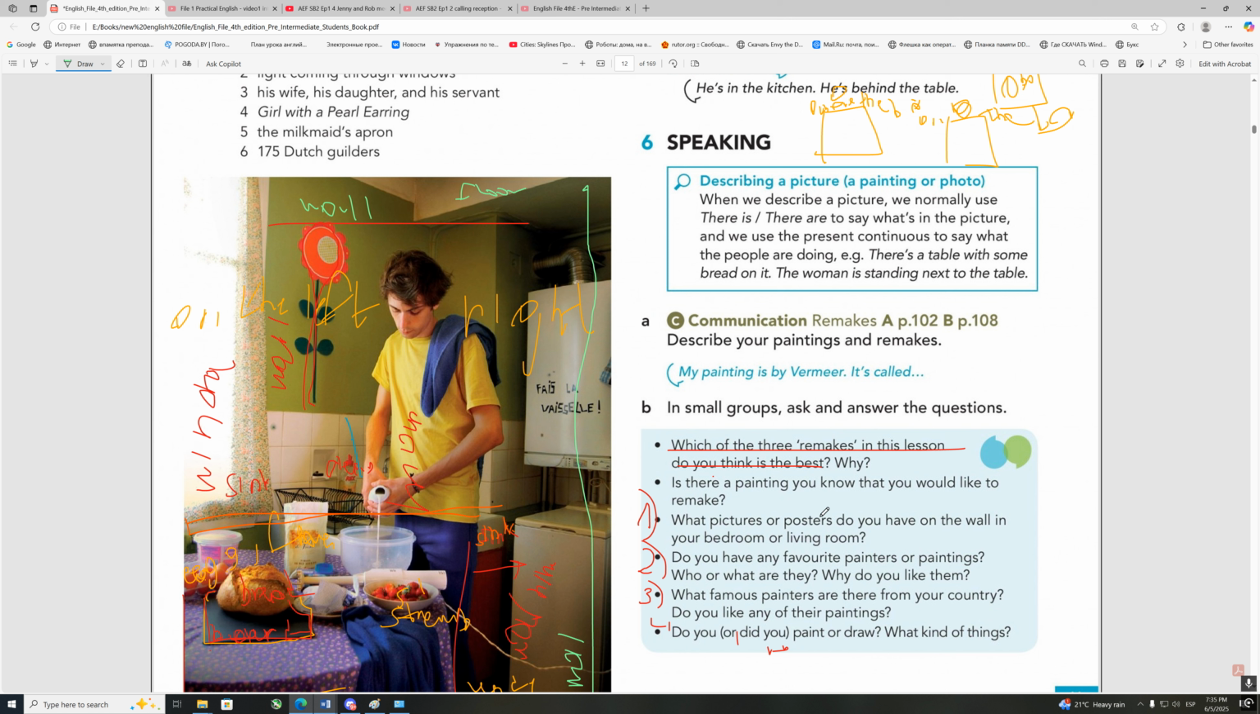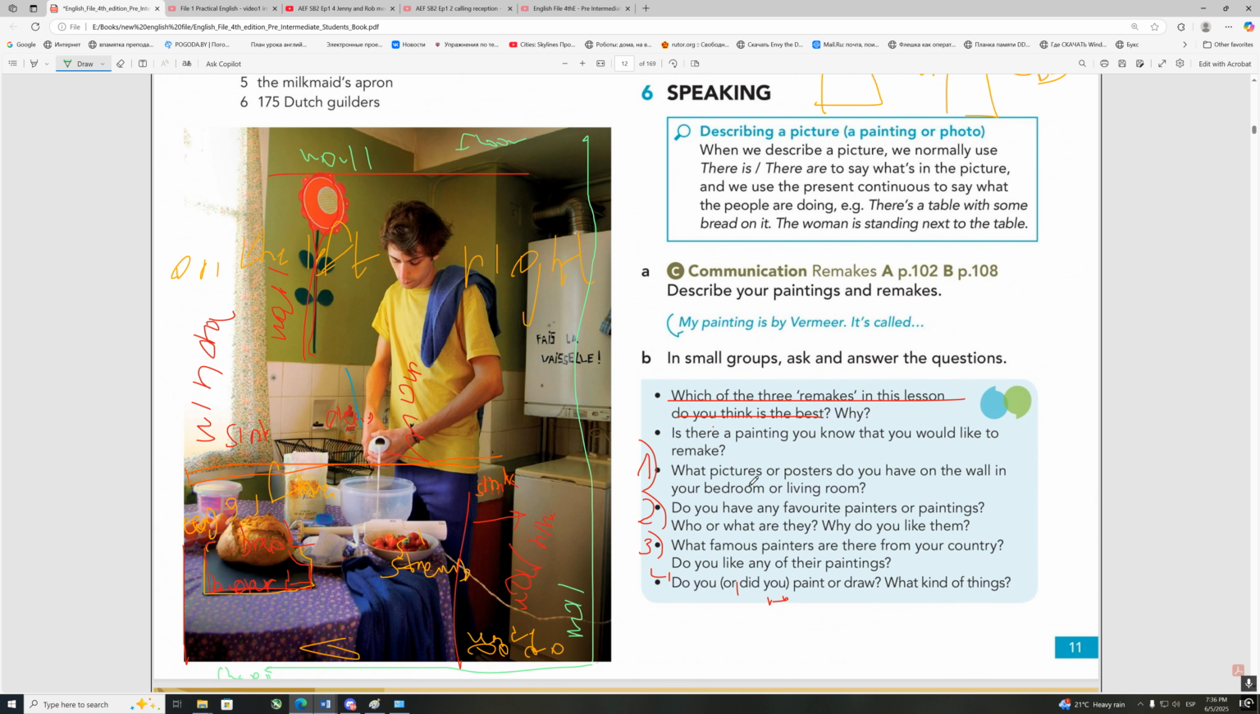Okay, do you have any pictures? Yes, there are two pictures. Okay. What pictures? Do you remember how they are called? How do they look? What can you see on these pictures? I don't know.